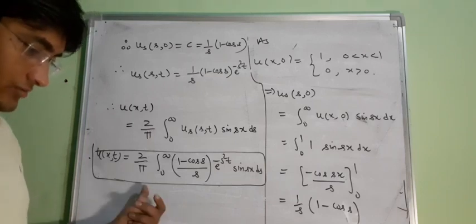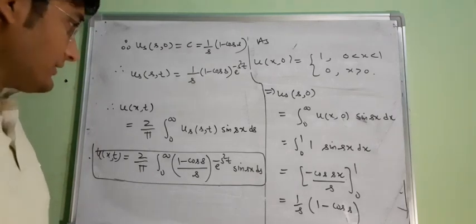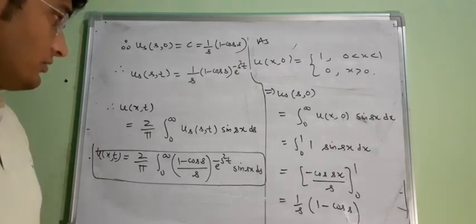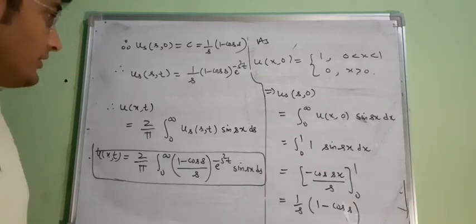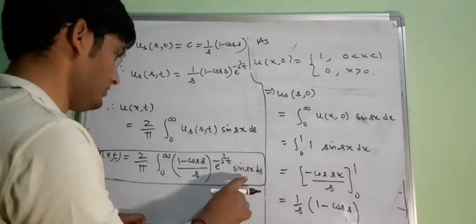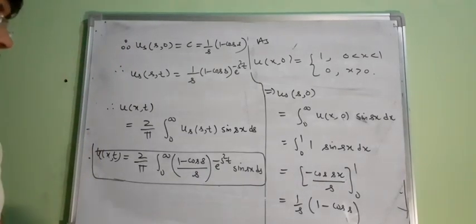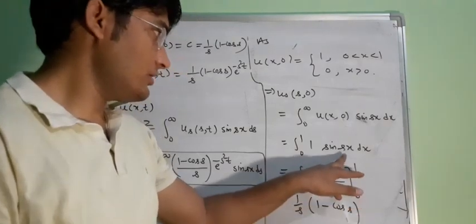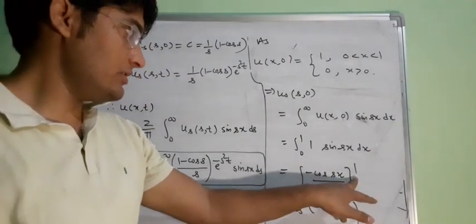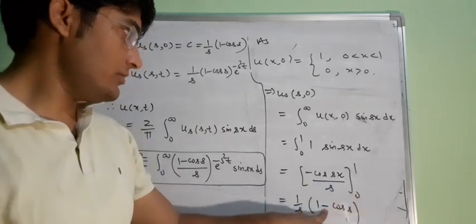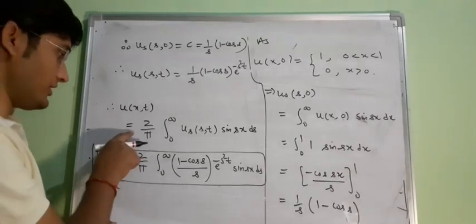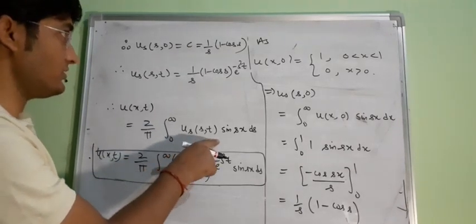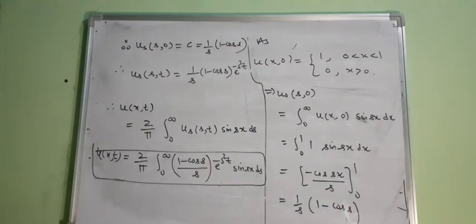Please check for calculation mistakes. If there is any calculation mistake, then you can correct it. So this is your answer. And here you can see that the integration of sine is minus cos, and for the upper limit this will be minus cos, and for the lower limit this will be 1. So I think this is okay. And here your uxt will be 2 upon pi integral 0 to infinity us sin sx, and so this is your answer. So let us solve one more question.